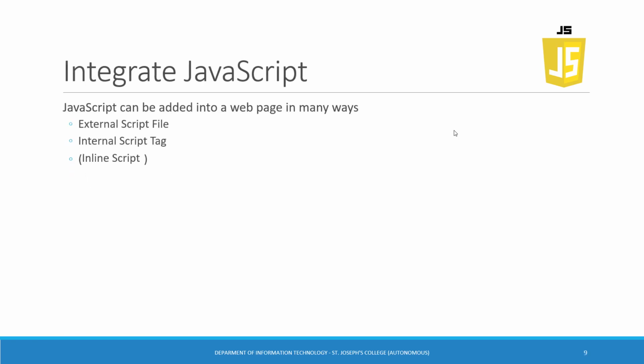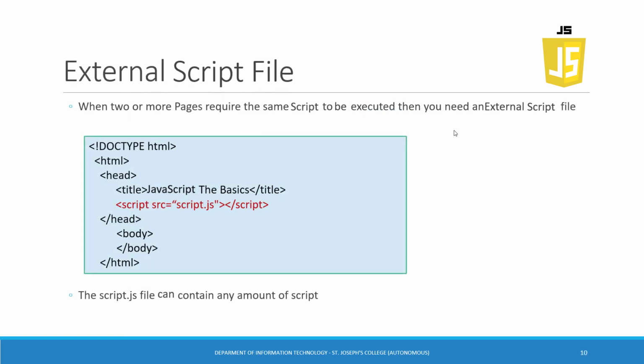JavaScript can be added to a website through many methods. The most popular are external JavaScript file, internal script tag, and inline script. Usually, when there is a repetition of script in 2 or more pages, an external JavaScript file is used. Take for instance, if you want a certain script repeated in total of 100 or more pages, it would be easy for you to just include the script file in every page. Every page can have more than one script file attached to it. The script file can contain any amount of script.